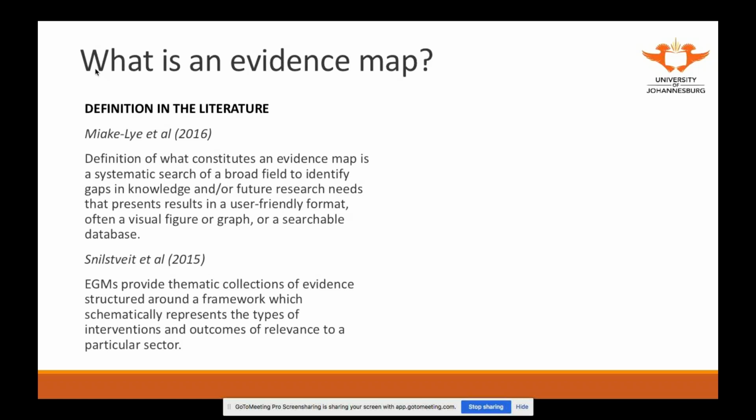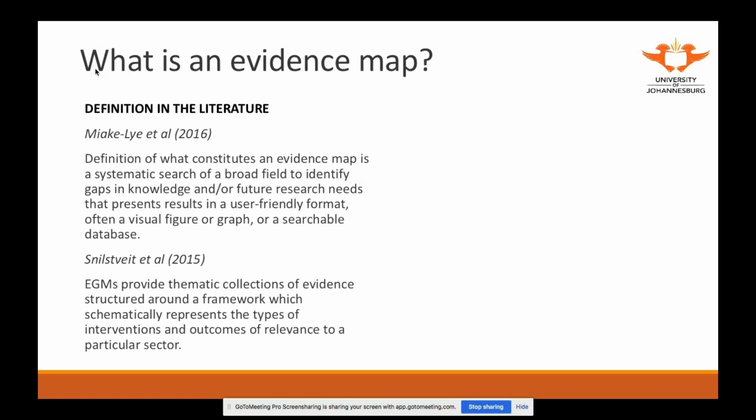She defines evidence maps, or evidence gap maps, as they're sometimes referred to as well, as a thematic collection of evidence structured around a framework which schematically presents the types of interventions and outcomes of relevance to a particular sector. So in this definition, what defines the map is really this framework structure, this schema of mapping interventions against outcomes. Two slightly different ways of defining what evidence maps are, but I think equally valid.